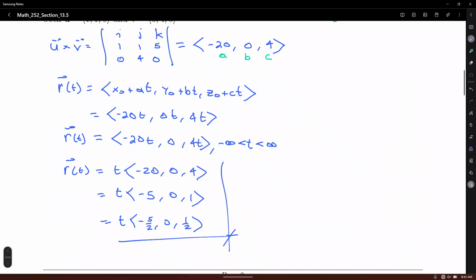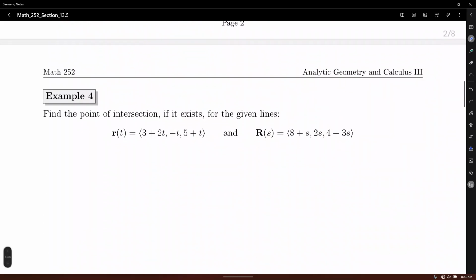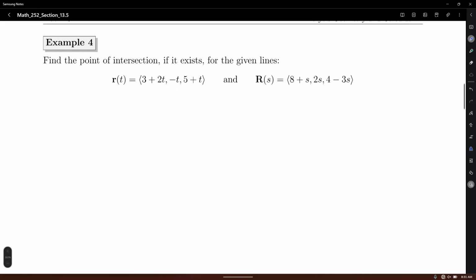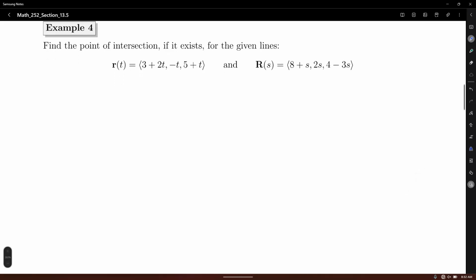All right. What's next? Find the intersection between 2 lines. Let's get more algebraic here. So we're given 2 lines: an r of t line, 3 plus 2t, negative t, 5 plus t, and an r of s. The variable doesn't really matter. I'm using 2 different variables just to make a distinction, so when we do the algebraic process, we don't get the same variable. Otherwise, we would be in trouble here. So how do we find the intersection of these 2 lines?